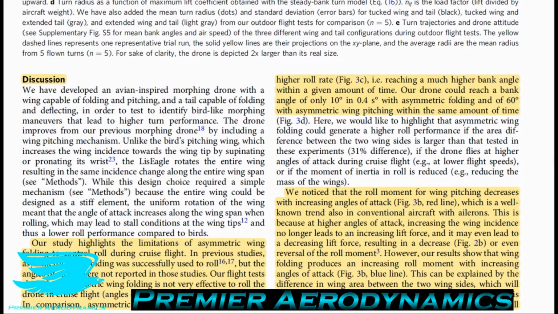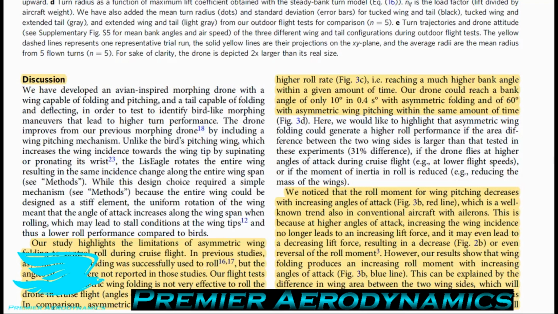This folding wing approach is much more effective than the pitching wing approach. But that's at high angles of attack. During cruise, the pitching wing approach is much better. They say in comparison, asymmetric wing pitching results in 426% higher roll rate compared to the tucking, like the folding way, i.e. reaching a much higher bank angle within a given amount of time.